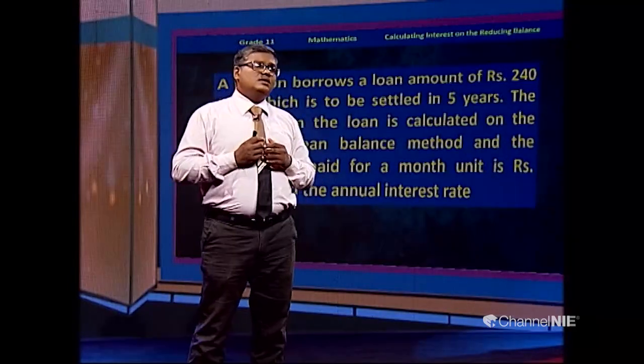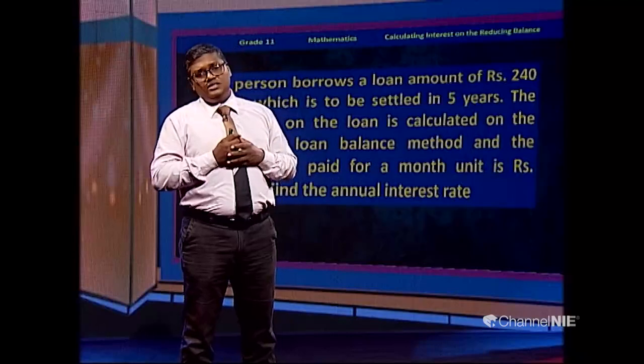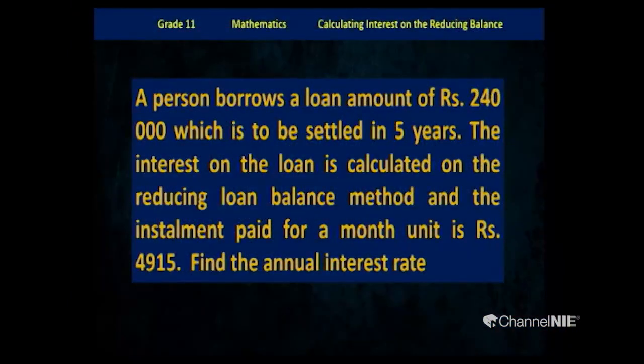In that one, a person borrows a loan amount of 240,000, which is to be settled in 5 years. The interest on the loan is calculated on the reducing loan balance method, and the installment paid for a month unit is 4,950. Find the annual interest rate.